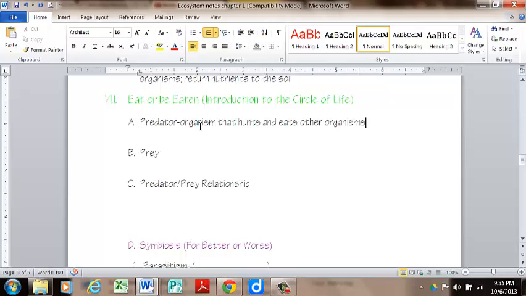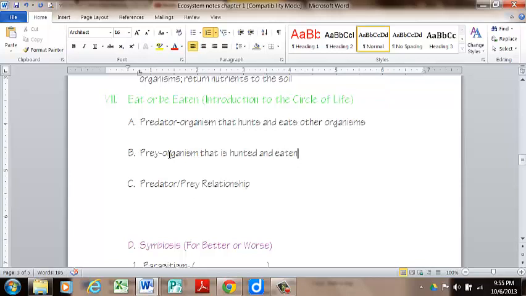And we learned that prey is the organism that is hunted and eaten. So moving on in the text, it says the interaction between predator and prey is called the predator-prey relationship. Predator-prey relationships occur between animals and other animals, or between microscopic animals like protists and other protists.